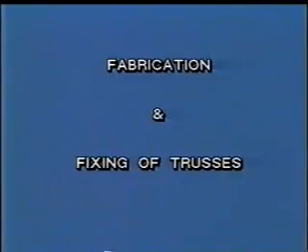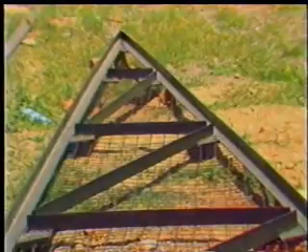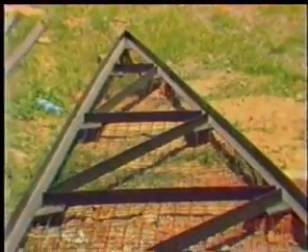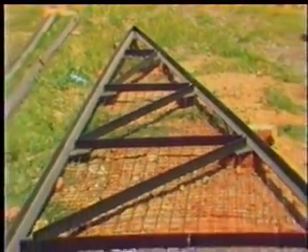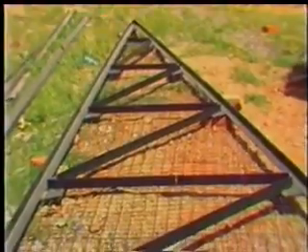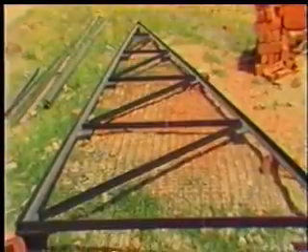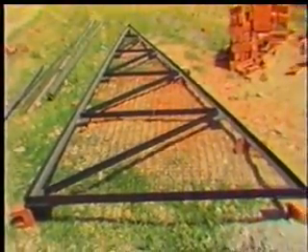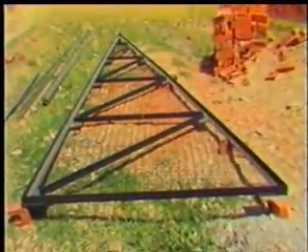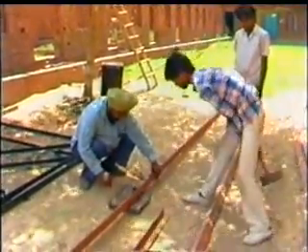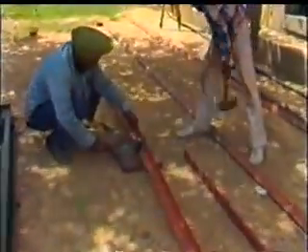Fabrication and fixing of trusses. In industrial buildings and temporary sheds, trusses are mainly used in roofs. Steel trusses are used economically for all spans. Trusses are fabricated after cutting steel members such as angles, by measuring lengths of various members from the fabrication drawings.